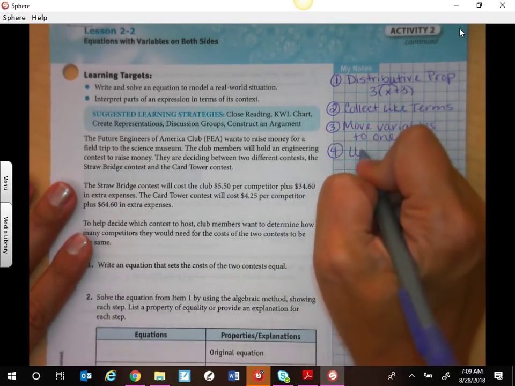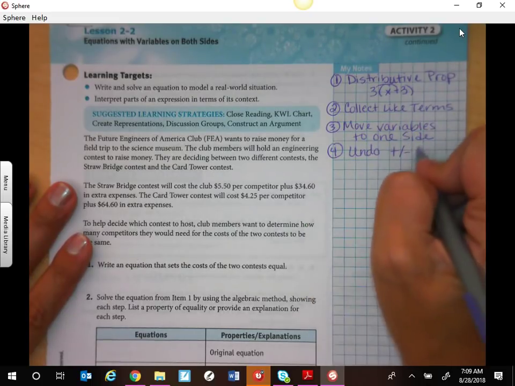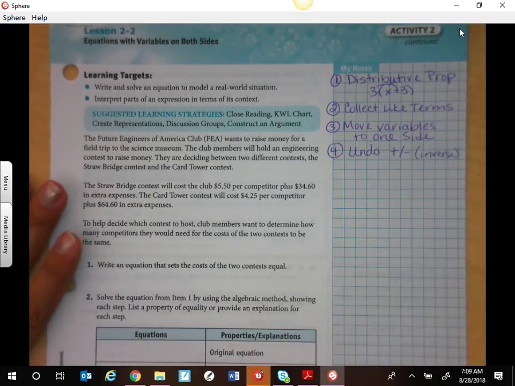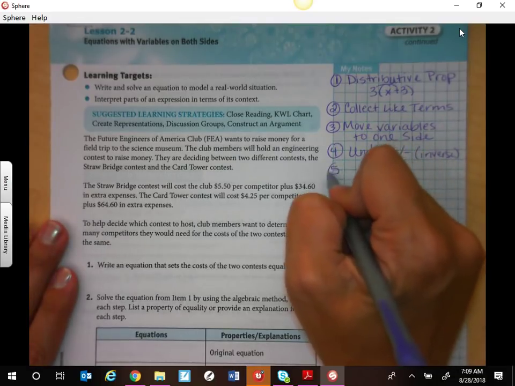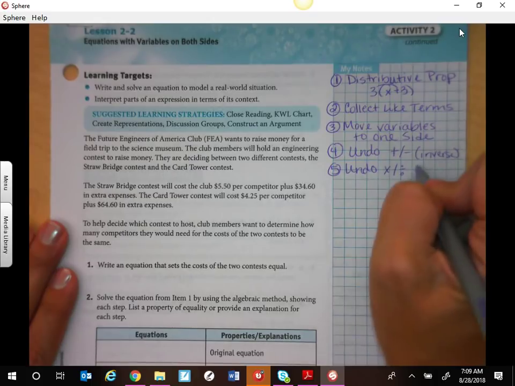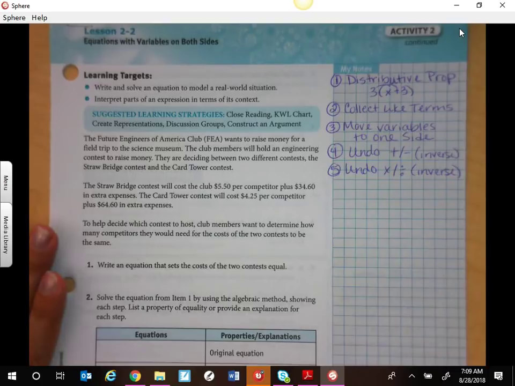The fourth step is we are going to undo our addition and subtraction by using our inverse property. And the last thing we're going to do is undo the multiply and divide, again using that inverse property. So what we've got here is a little situation we're going to look at to go through these steps to simplify.